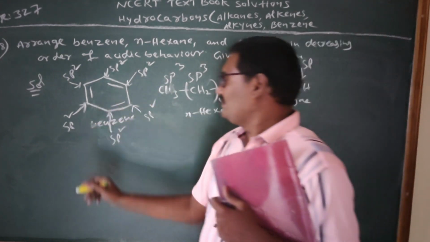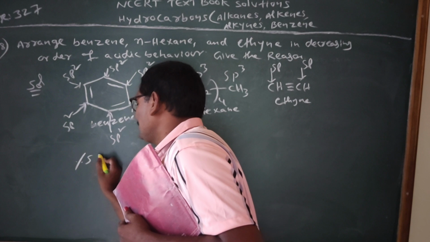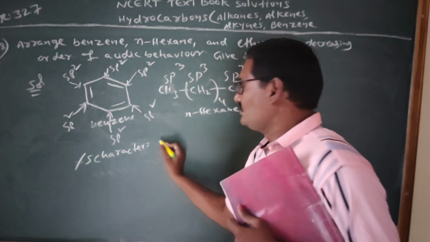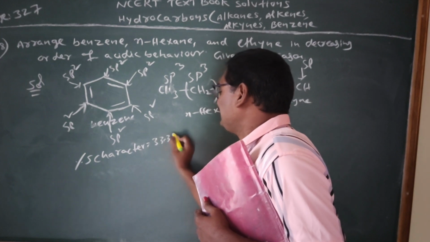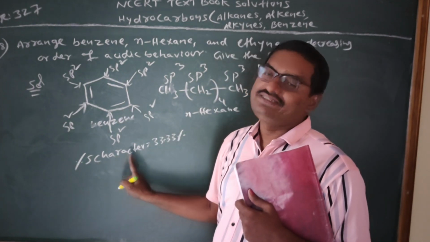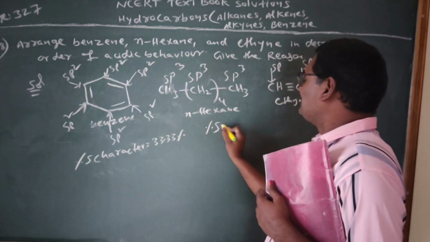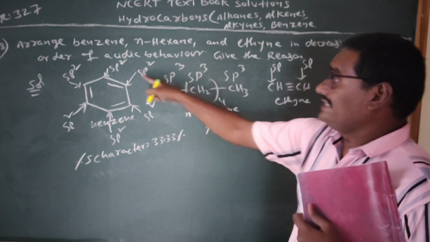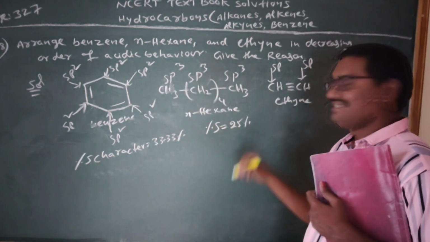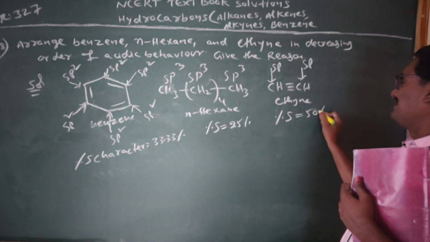So in sp2 hybridization, the percentage of s character is 33.33%. In sp3, the s character is 25%. In sp, the percentage of s character is 50%.